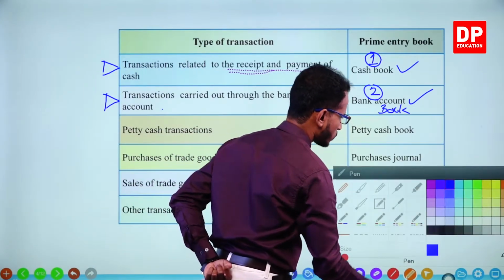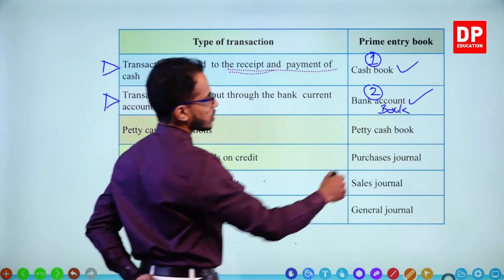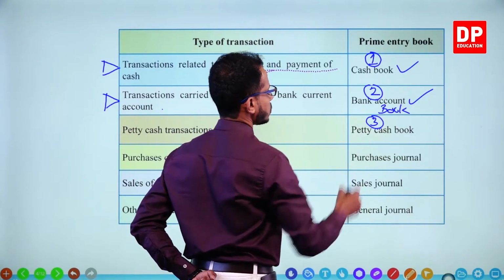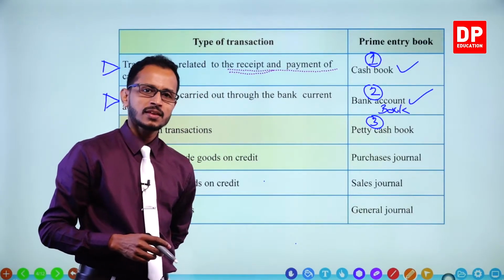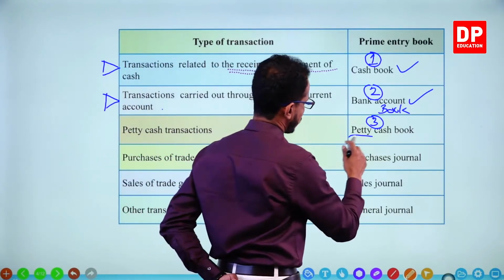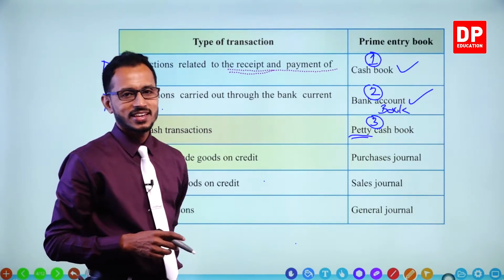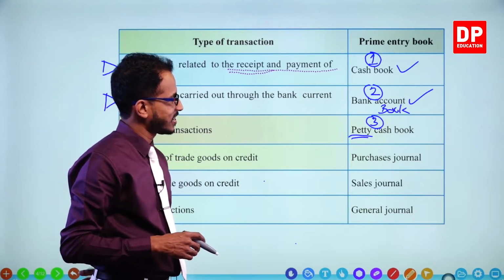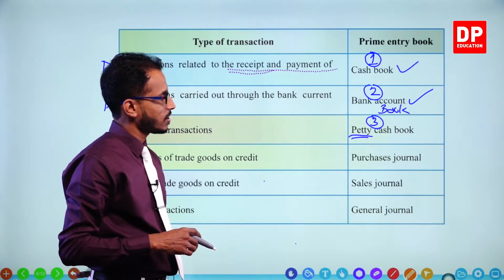Next we have what? Next we have the petty cash book. Don't say petty cash, alright? That is not the correct pronunciation. It's petty cash. Petty cash book.